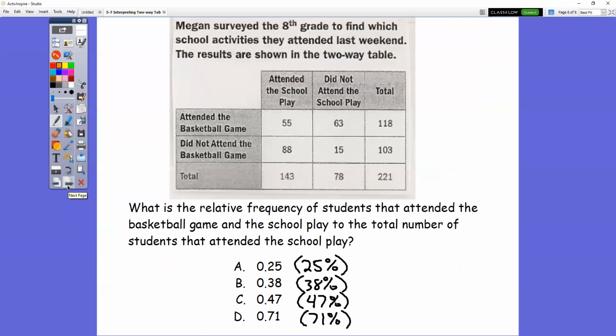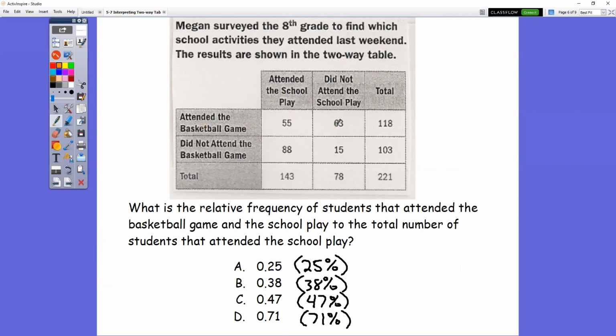Take a look at the next one. In this next one, it says Megan surveyed the 8th grade to find which school activities they attended last weekend. Notice that there was a basketball game and there was a school play. Some people, 55 people, went to both of those.